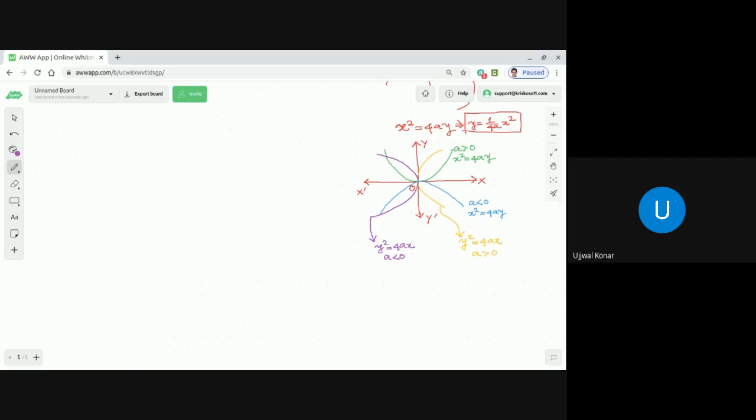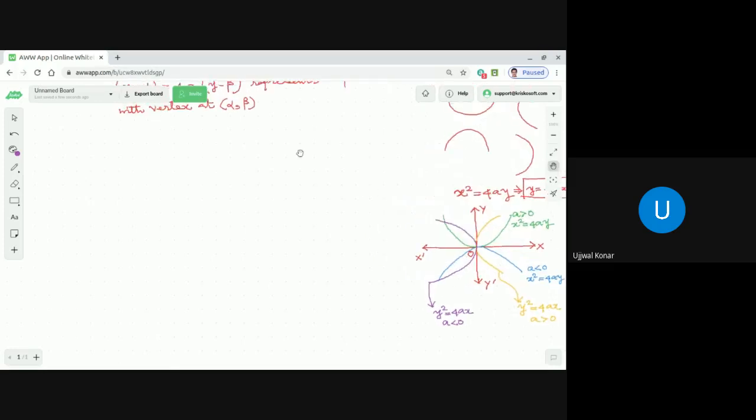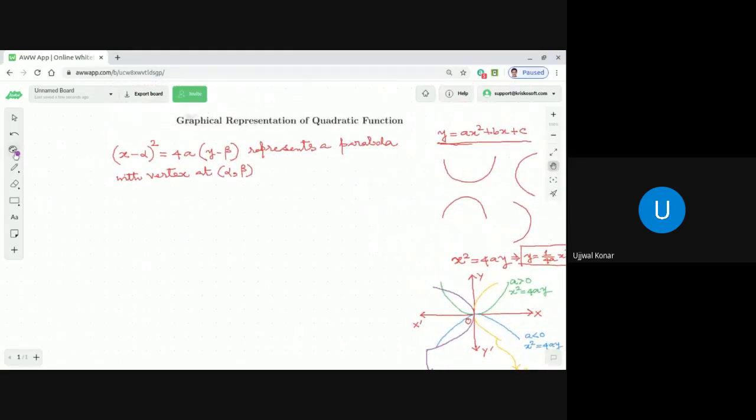But as I said, we should be confined to x square equal to 4ay kind of curve, in a generic version. That means, in the curve of x square equal to 4ay we took the vertex at the origin, but now we will not take the vertex at the origin, we will take the vertex at the point alpha comma beta. That means we will be studying this kind of curve.